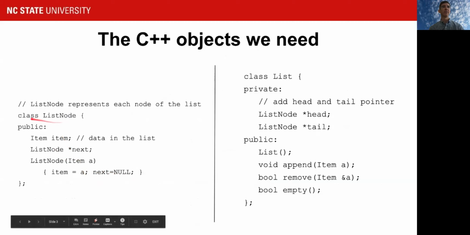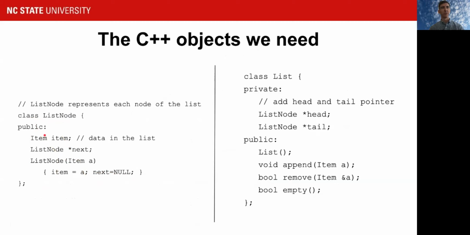And this list node class, I'm just going to make everything public for now to make things simpler. But inside of the list node, I need an item. Again, the item here could be anything. I could use a typedef to say that an item is an integer or a string or something else. And then also it needs a pointer to the thing that comes next in the list. So in this case, the pointer is to another object of the same type.